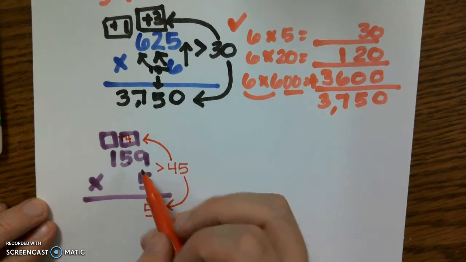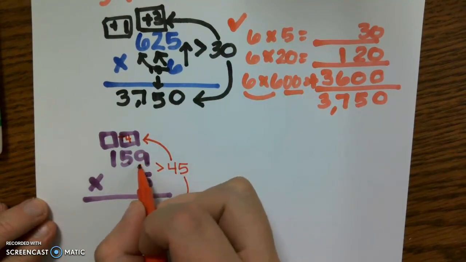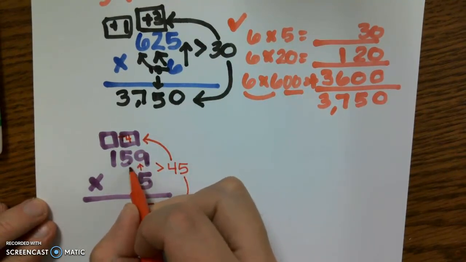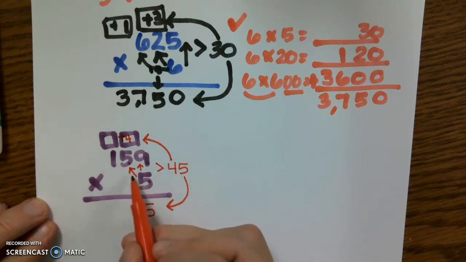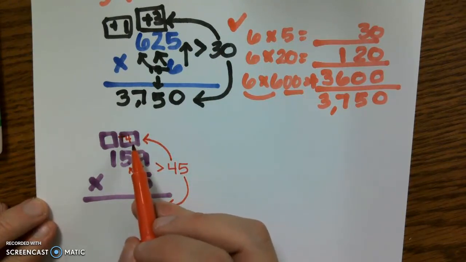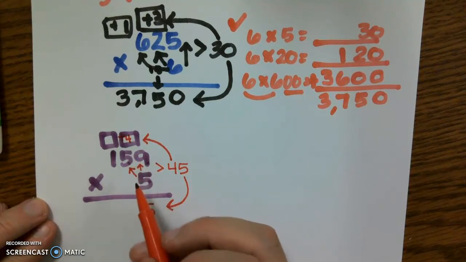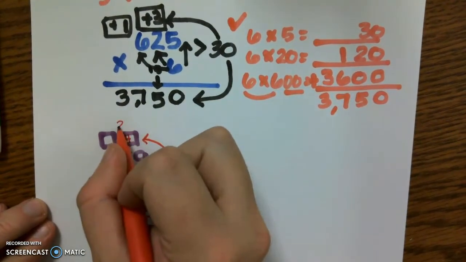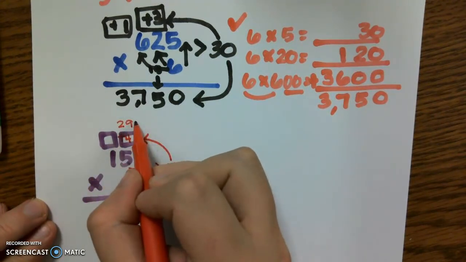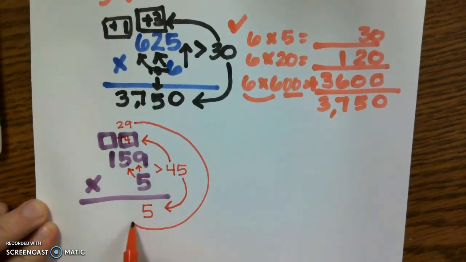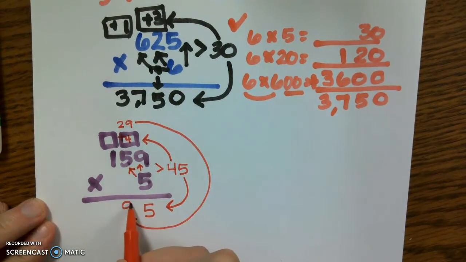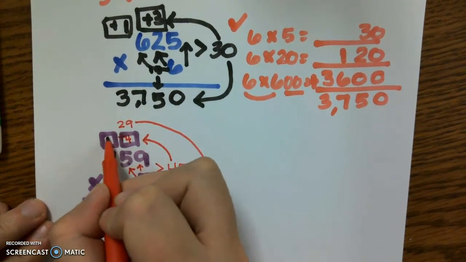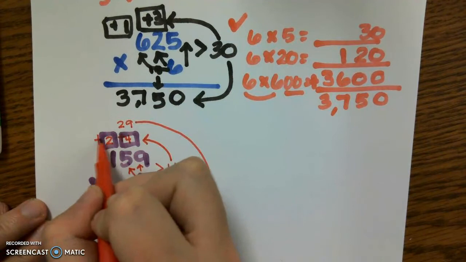Okay? So now when I move on, I've done this one. Now I have to do 5 times 5. 5 times 5 is 25. But I have to add that 4. 25 plus 4 is 29. So if it's 29, this 9 comes down and takes the place of the tens. And this 2 gets put in the box to be added.